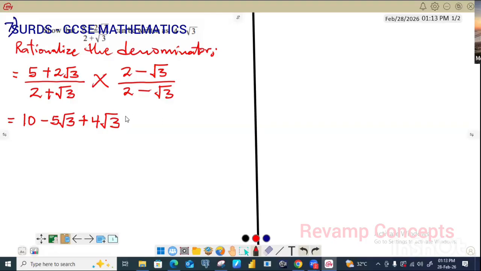And lastly, for the numerator, we are multiplying 2 root 3 by minus root 3. And that will be 2 root 9. Let's write it out first.